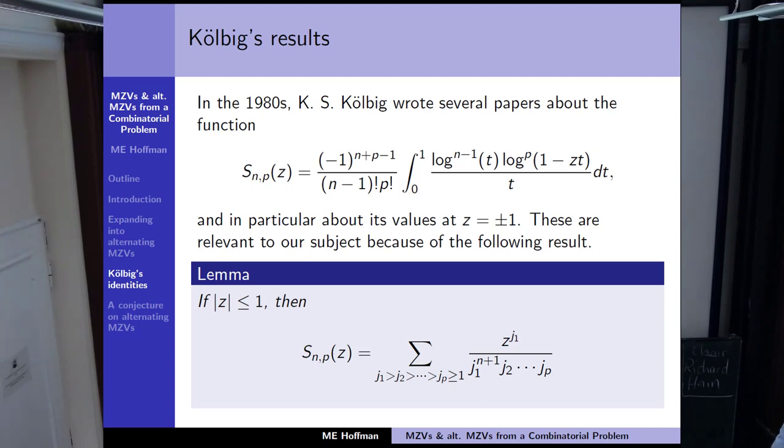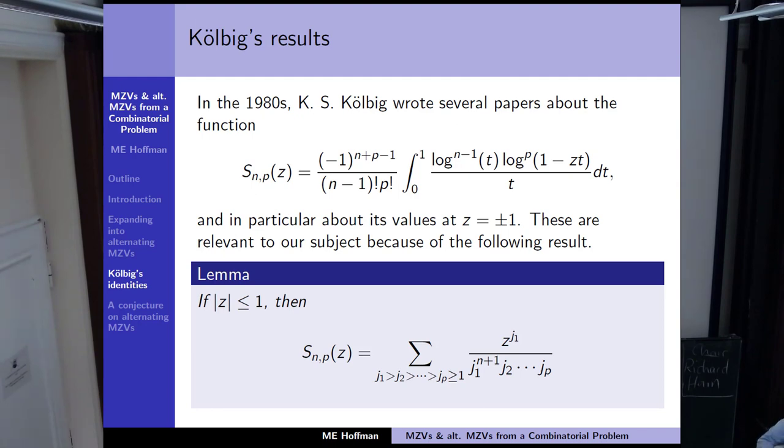Now, this was before multiple zeta values were a thing. So in his papers, he doesn't say anything about multiple zeta values or series or anything. All the results are phrased in terms of what he calls Nielsen hyperlogarithms, or Nielsen's generalized logarithmic integral, I think he calls it. So he was interested in this function. You take log to the n minus first power of t against the p-th power of log of 1 minus zt, times 1 over t dt, integrated from 0 to 1. And this is, of course, just a normalization. He's got results about the values of this, mostly at z equals 1 and z equals negative 1.